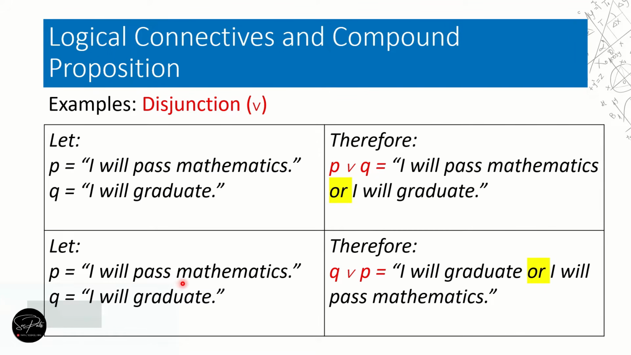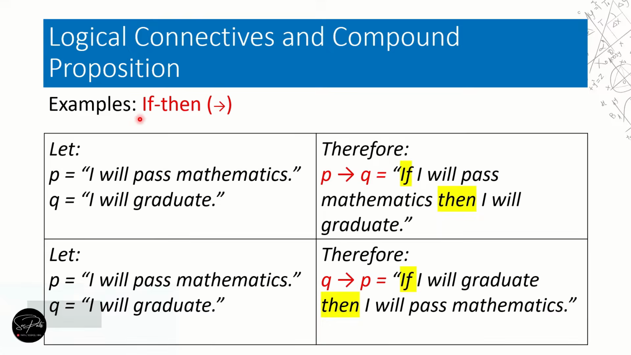P and Q: I will pass mathematics for P, I will graduate for Q. Now we reverse it: Q or P. If Q will be the first variable, then we will have the value of Q as our first proposition. I will graduate or I will pass mathematics. In our second example, I will graduate comes first because in our given, Q comes first. And P follows, so I will pass mathematics follows.